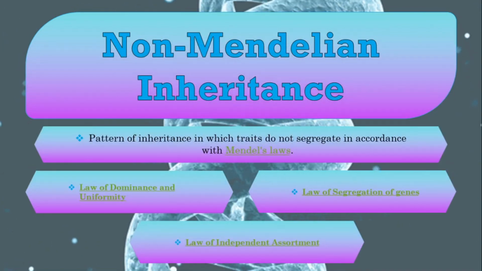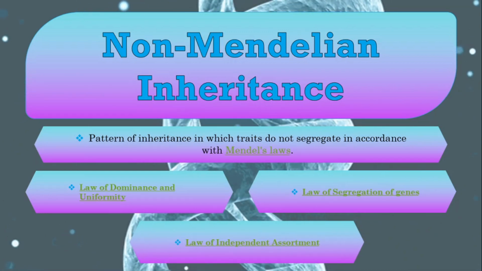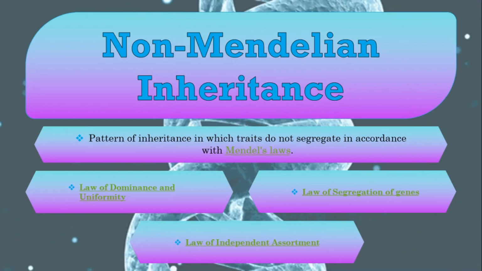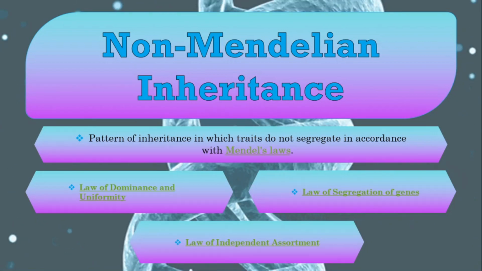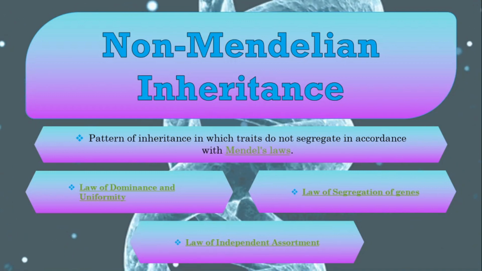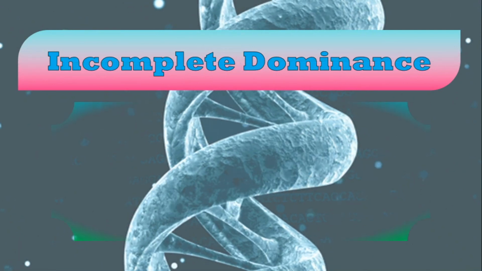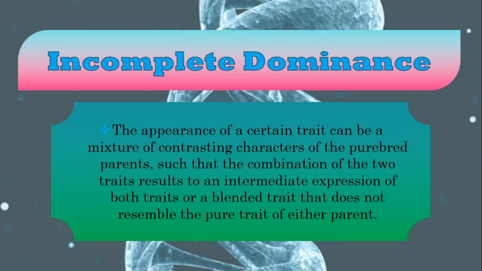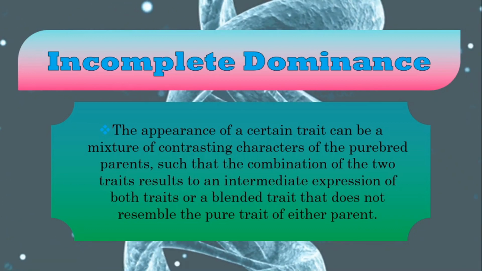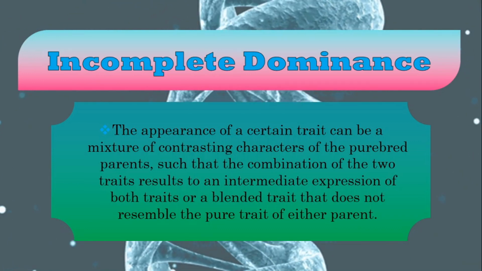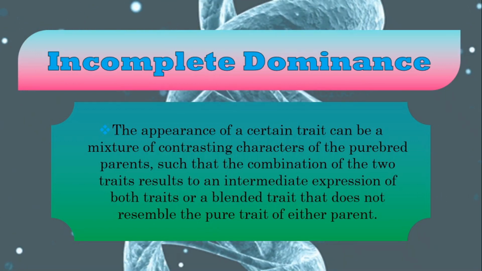Non-Mendelian pattern of inheritance. This is a pattern of inheritance in which traits do not segregate in accordance with Mendel's laws. Mendel's laws include the law of dominance and uniformity, the law of segregation of genes, and the law of independent assortment. There are two types of non-Mendelian pattern of inheritance. First is incomplete dominance, and the second is codominance. So let's tackle incomplete dominance.